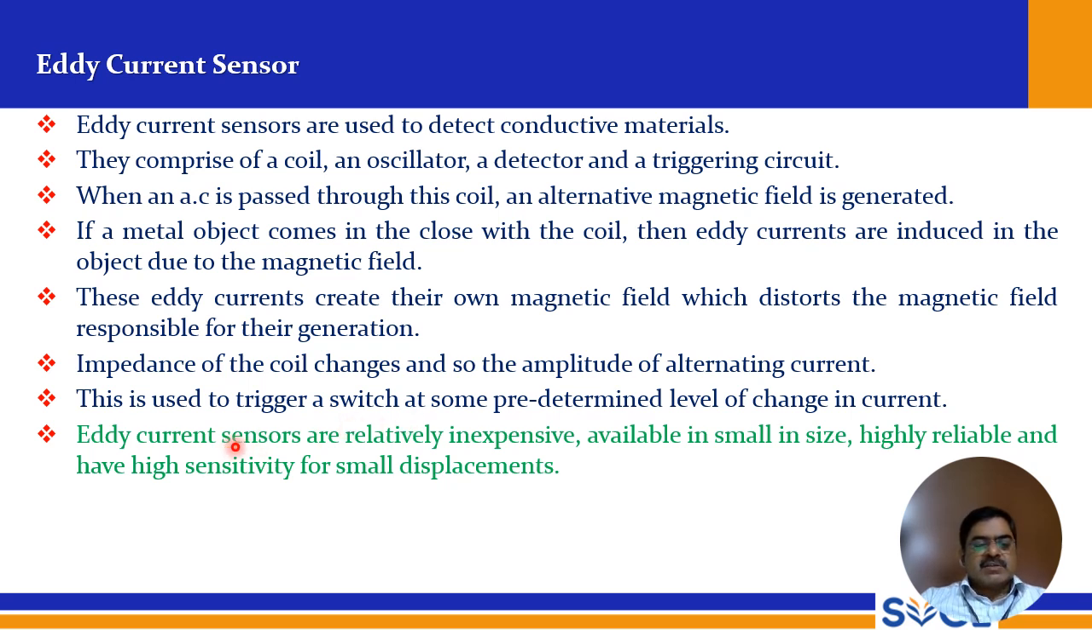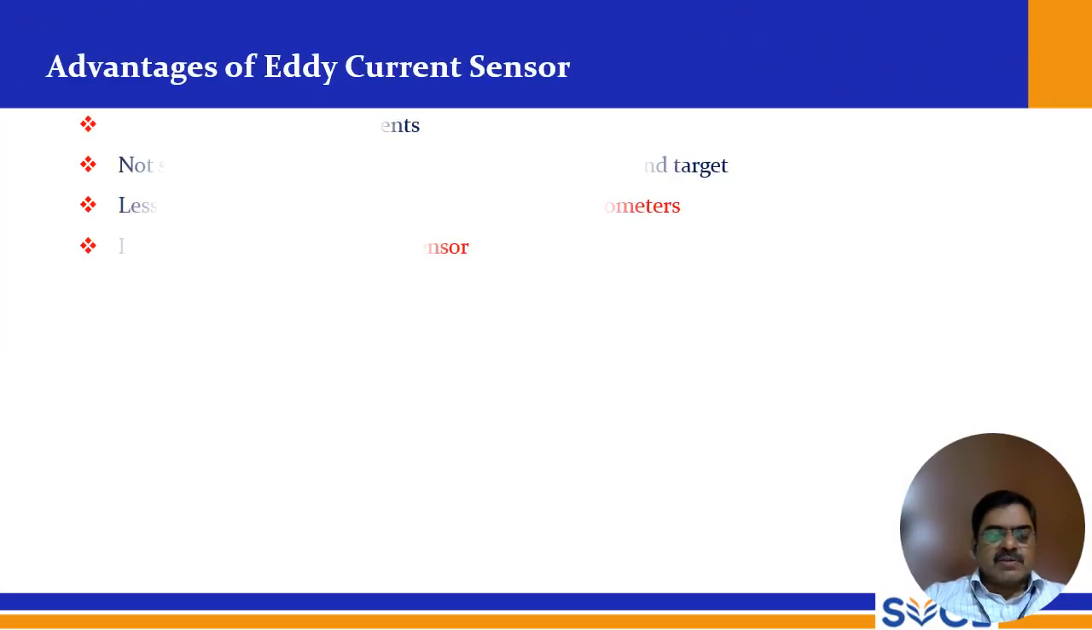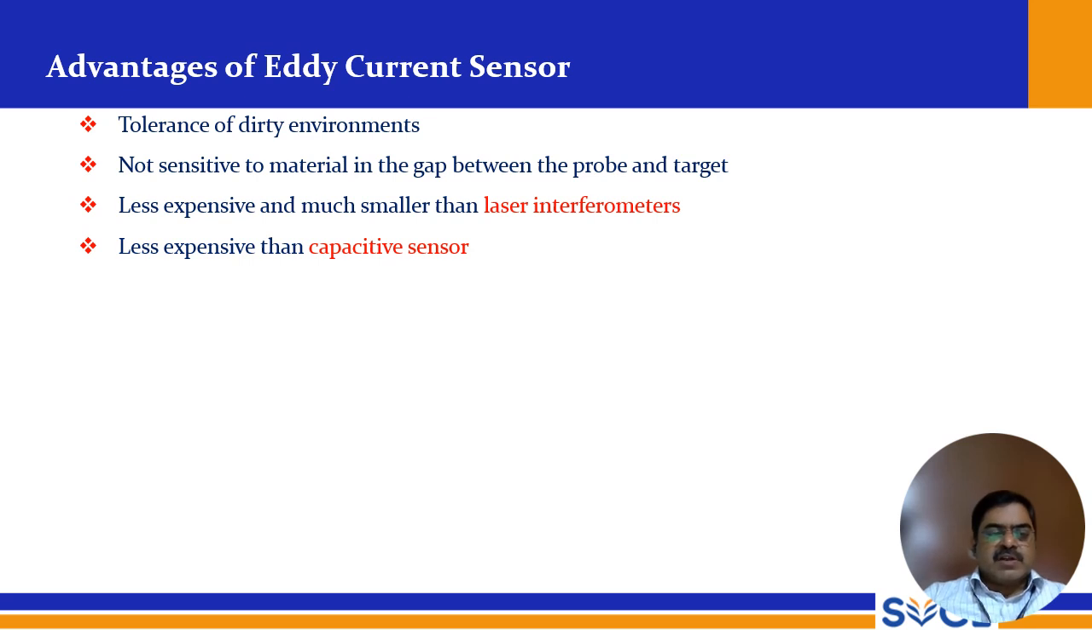Eddy current sensors are relatively inexpensive, small in size, highly reliable, and have high sensitivity for all displacements. So that is the eddy current special feature. Advantages of eddy current: tolerance of dirty environments, not sensitive to material in the gap between probe and target, less expensive and much smaller than laser interferometers, less expensive than capacitive sensors.